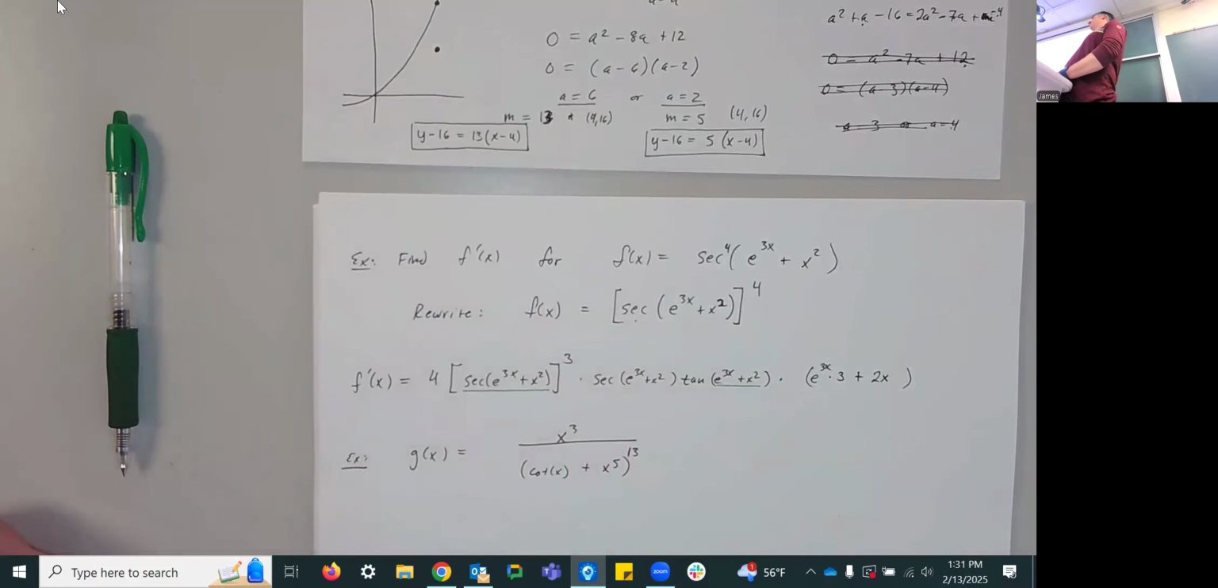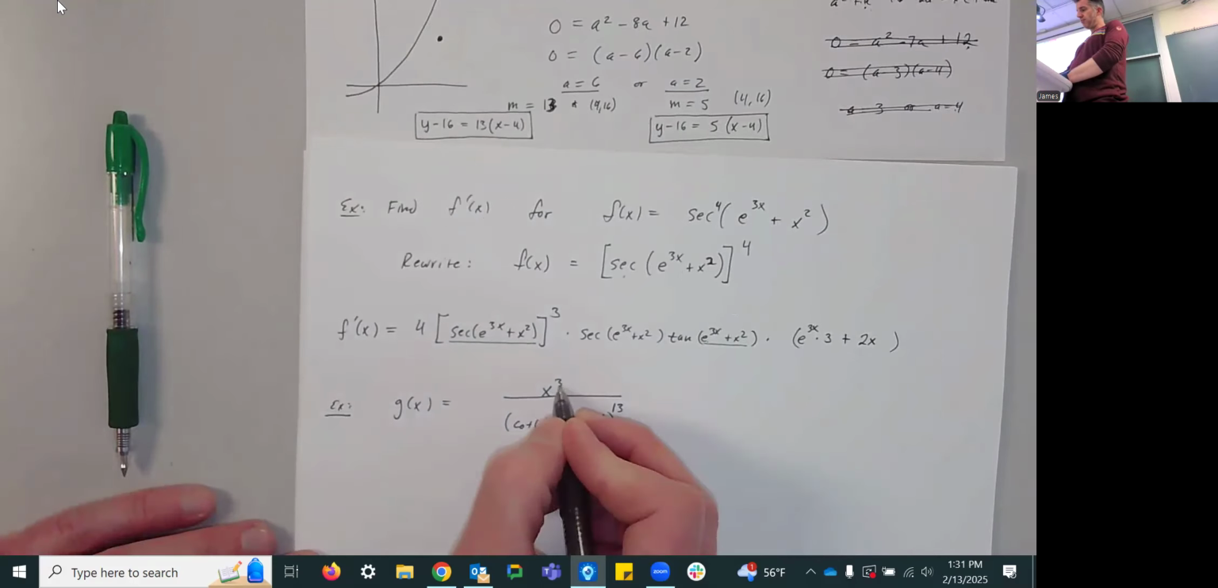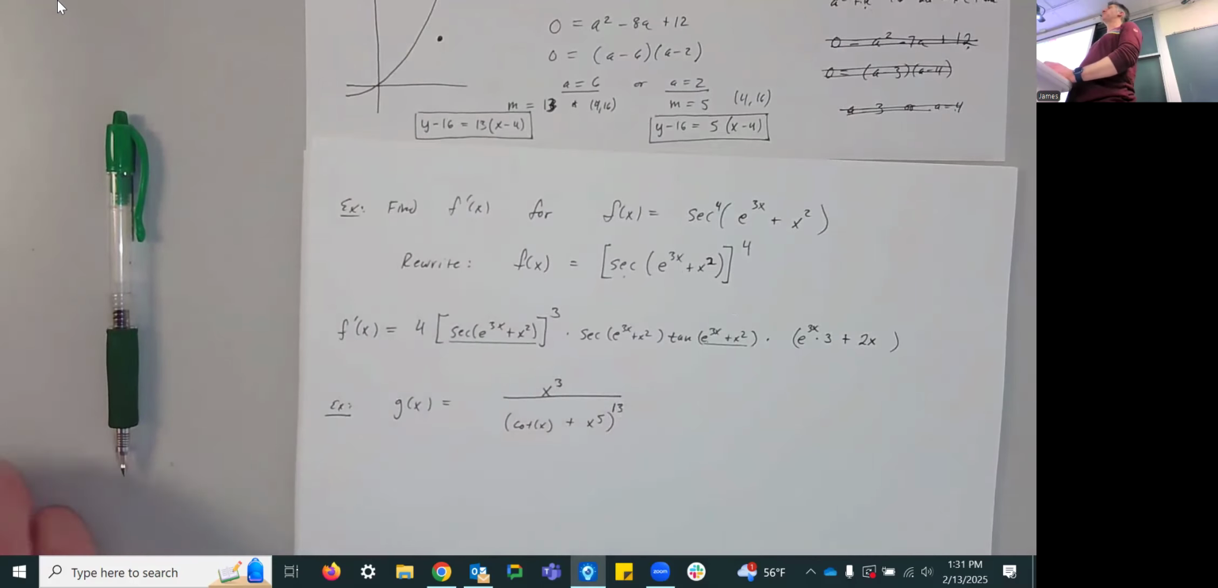I changed it because if the powers are the same, I'd probably just write the whole thing as being to the third power, and that feels a little less necessary to do this way. Should we simplify this? Maybe. You could certainly rewrite this as x cubed multiplied by cotangent x plus x to the 5th raised to the negative 13th power if you found that more convenient. I don't think it's better one way or the other.